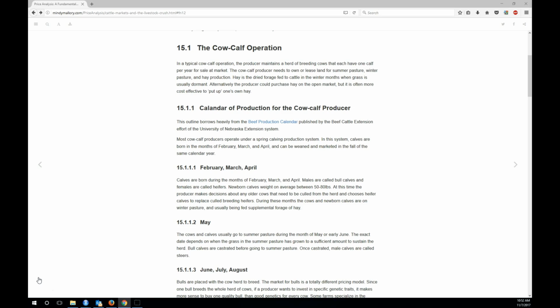So during February, March, and April, the calves are born, and male calves are called bull calves, and females are called heifer calves. Newborn calves weigh about 50 to 80 pounds, and at this time, a producer is going to make a decision about if any of the cows are getting old and need to be culled from the herd. Then they'll pick out the best heifer calf to replace one of the breeding cows, and the breeding cow will go to market and be replaced by the younger calf.